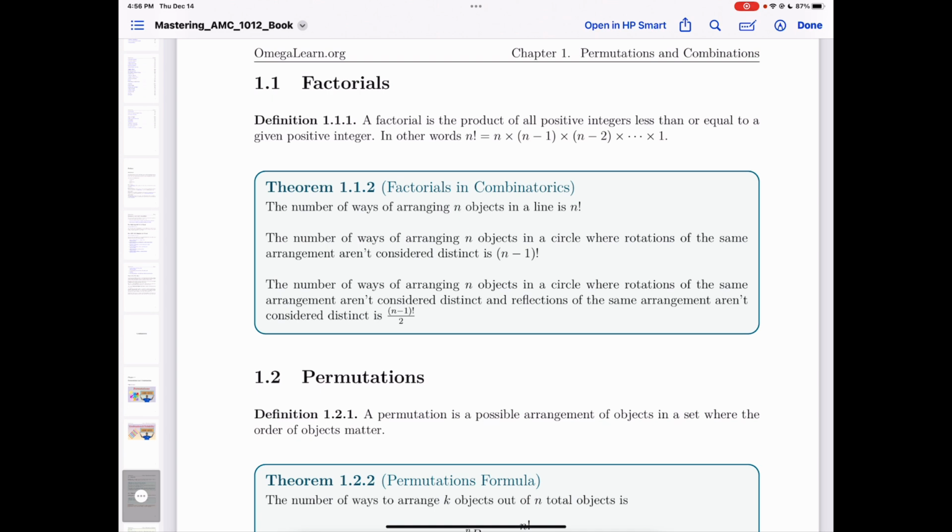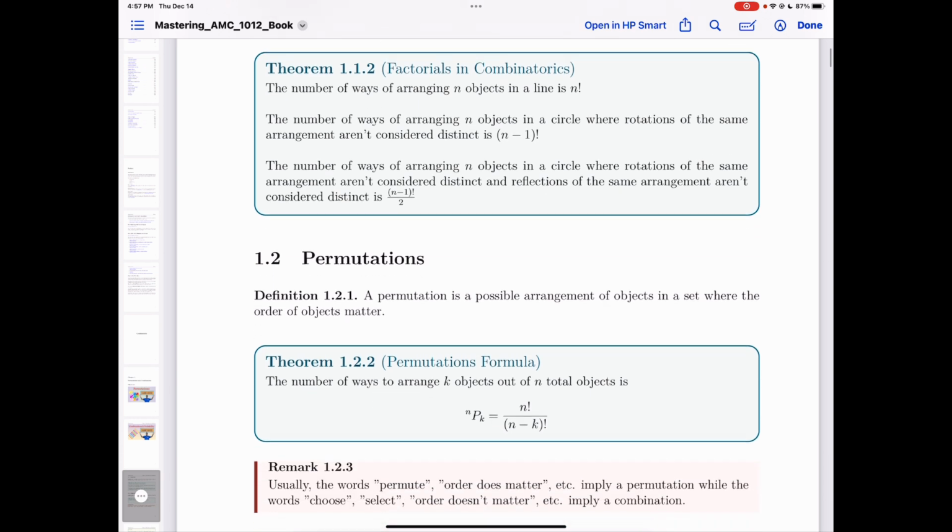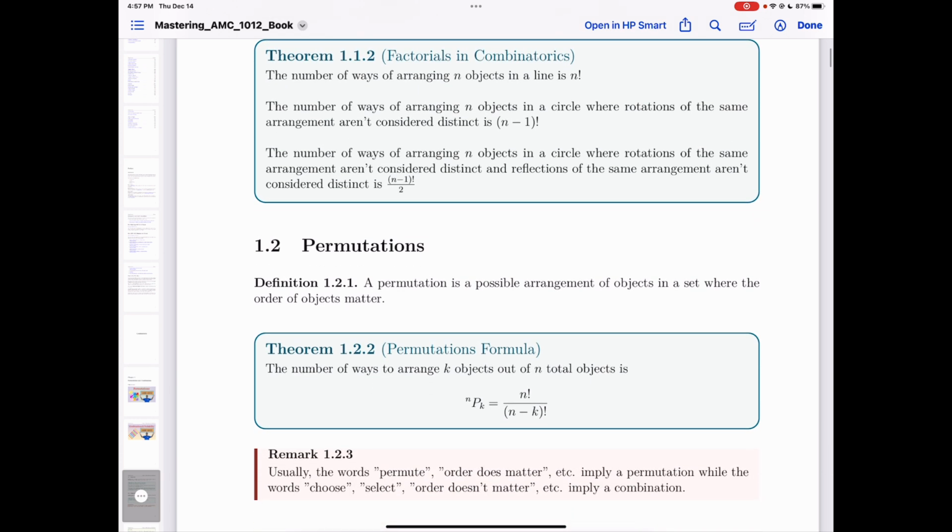So definition 1.1.1 states that a factorial is the product of all positive integers less than or equal to a given positive integer. In other words, n factorial equals n times n minus 1 times n minus 2 and so on until 1. I'd assume this is pretty standard, though I assume there are ways to get the factorial of non-integers, but I guess we can stick with this definition for now.